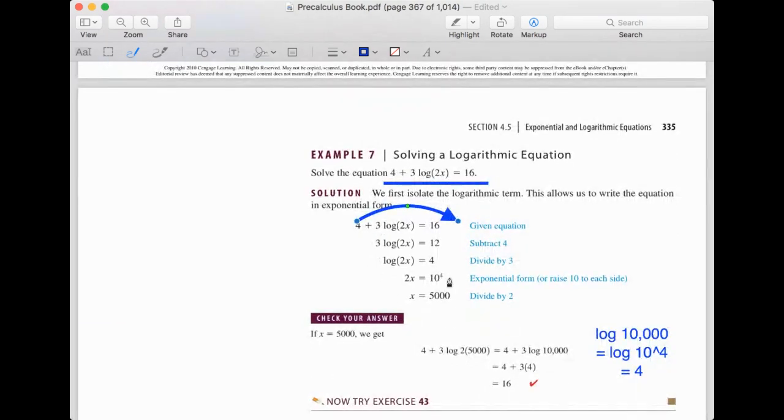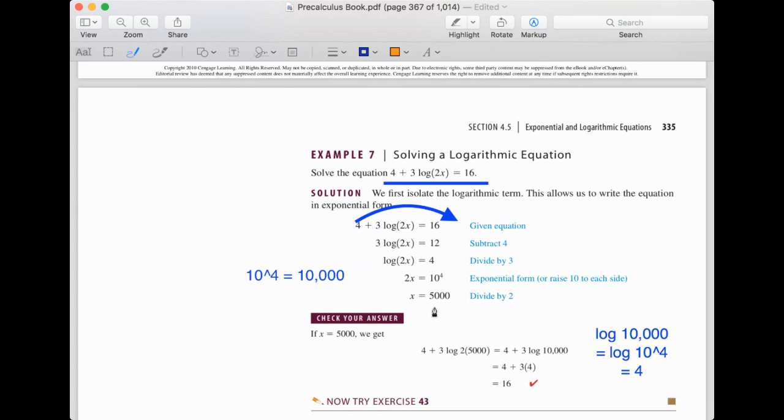10 raised to 4 means 1 followed by 4 zeros. So 2x equals 10,000. Now let's divide by 2 on both sides. 10,000 divided by 2 equals 5,000. So x equals 5,000.